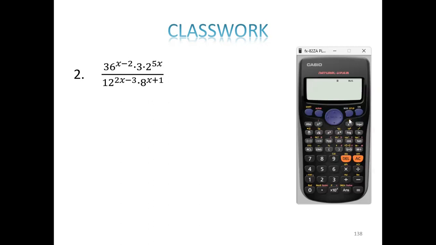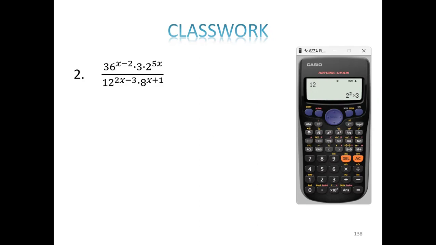What are we going to start with? Prime factorize 36. So 36, equals sign, then you press shift and back, and it'll give you 2 squared times 3 squared. Okay. And the next one will be 12. So I'll have 12, shift, and that will give us 2 squared times 3. And obviously 8 will be 2 cubed.